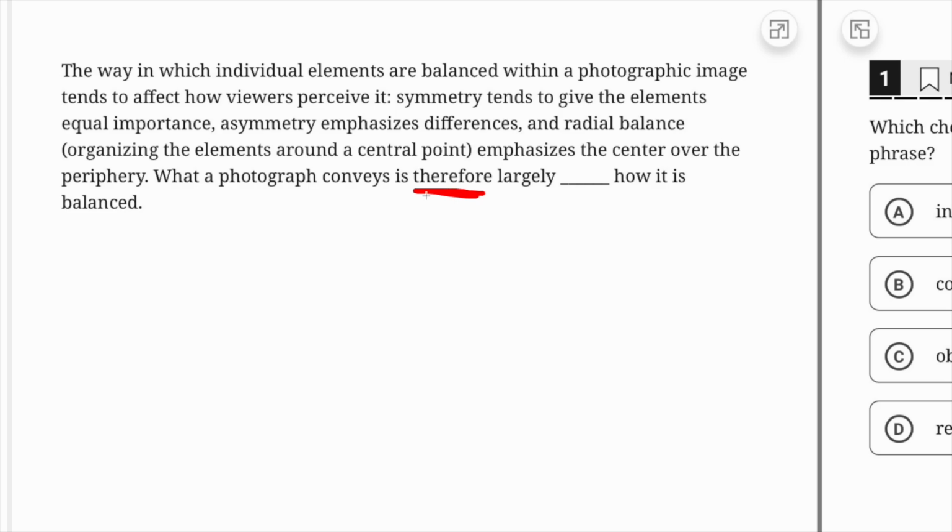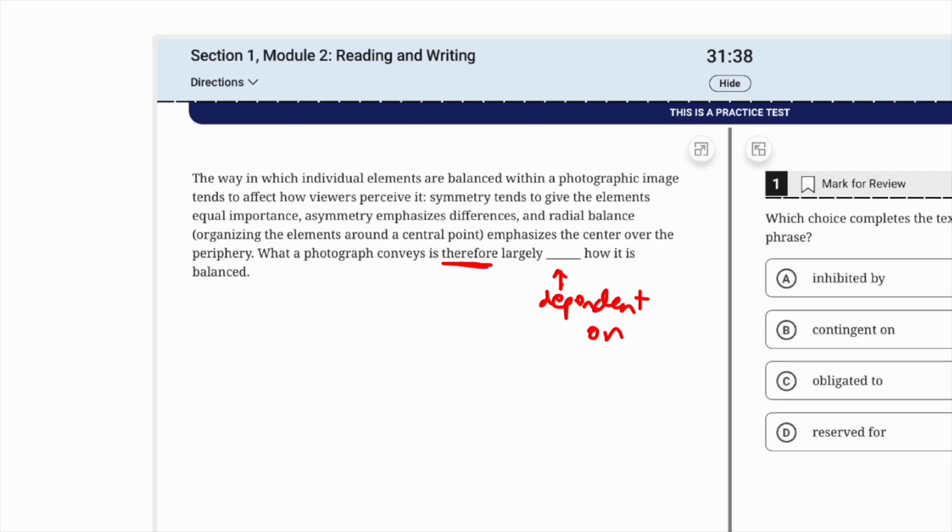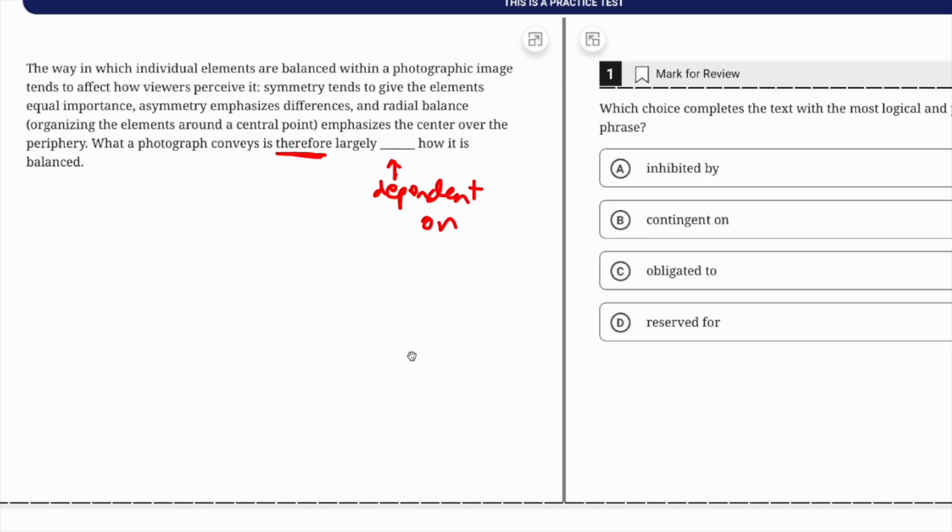And so the word therefore tells us that we have a conclusion or a kind of cause and effect relationship. And so what it conveys or emphasizes is therefore largely dependent on how it is balanced. We could also say affected by. But our correct answer here is going to be B. And so contingent on basically means dependent on.